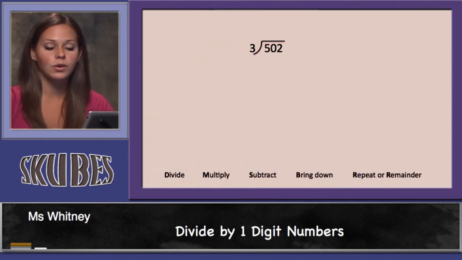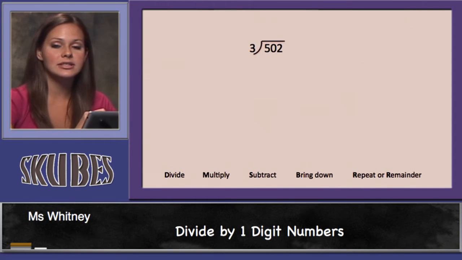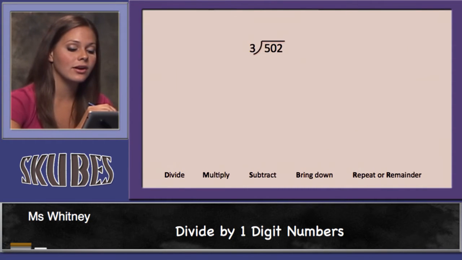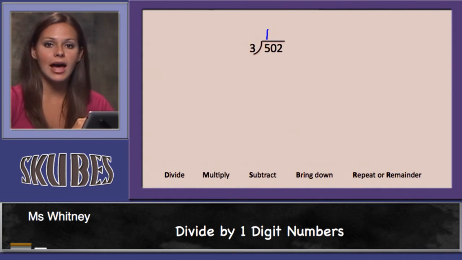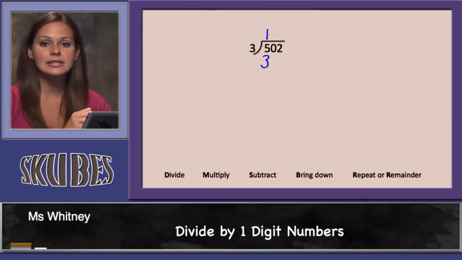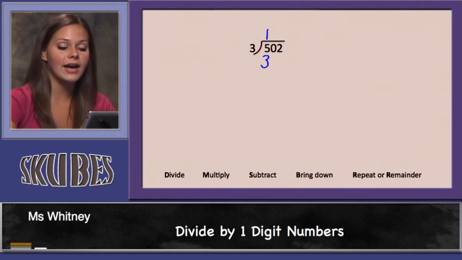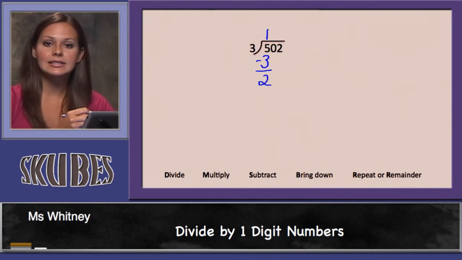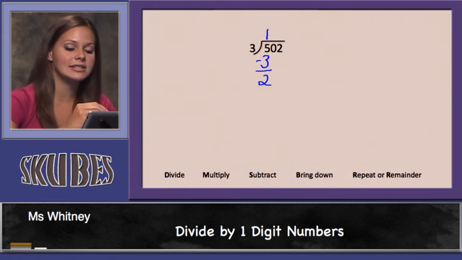First, we're going to divide. We'll ask ourselves, how many times does 3 go into 5? 3 can go into 5 one time. Next, I need to multiply. 3 times 1 equals 3. My next step is to subtract. I'll subtract 5, take away 3. Next, I need to bring down the next digit in my dividend, which is 0.